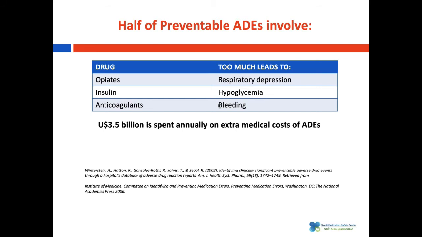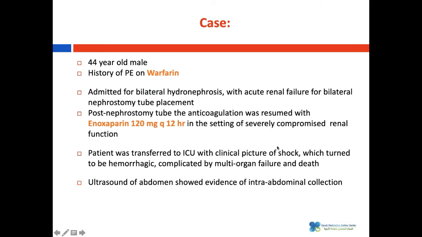So if you converted these events to money, it will cost $3.5 billion annually with these adverse drug events. Let's share with you a case. It still does not appear on your screen, but I will start with it: a 44-year-old obese male, he was obese, over 100 kg, with a history of pulmonary embolism.